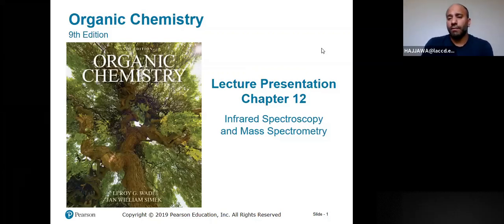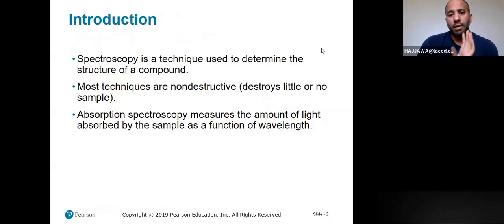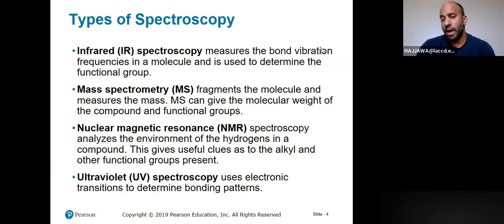All right, chapter 12 talks about infrared spectroscopy and mass spectrometry. We're not going to be covering the mass spec. We will be talking about infrared only. There are tools that we could utilize in organic chemistry. IR is one of them.